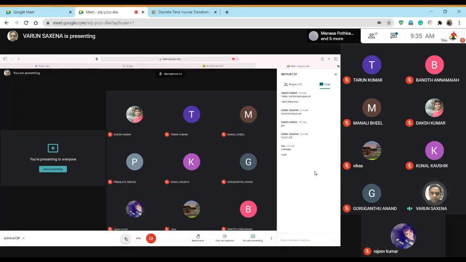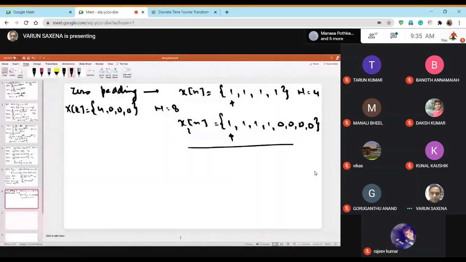Yeah, so are you getting some values? Can anybody tell me some values? So the first value is 4, okay, and the second one is 1 plus 1 by root 2 minus j by root 2. I don't know if it's correct or not.